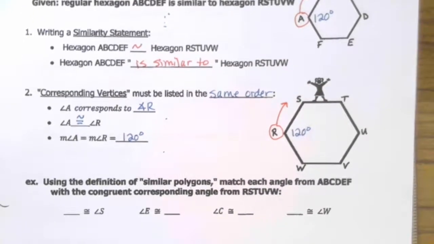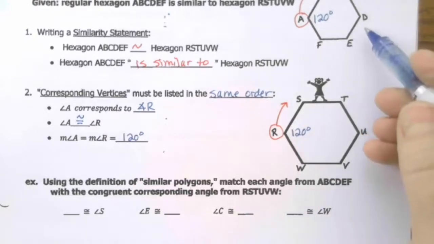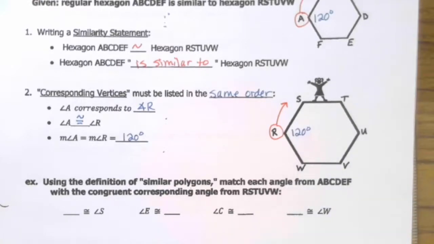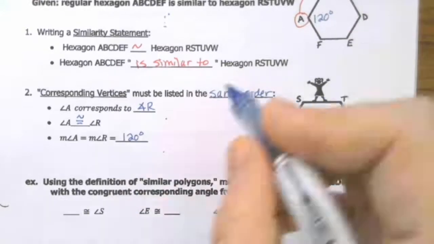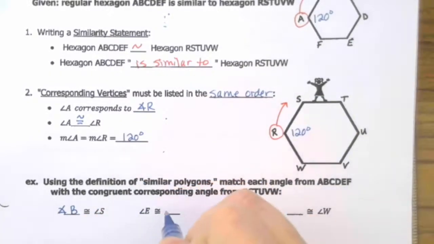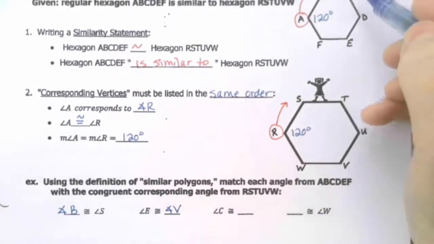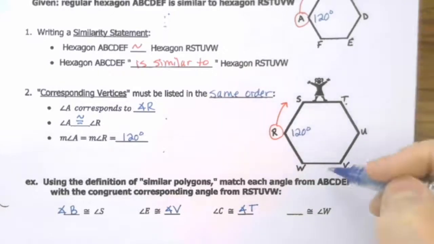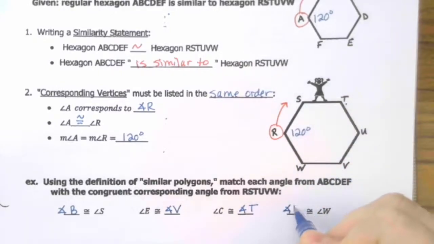All right, using the definition of similar polygons, match each angle from the first figure with the congruent corresponding angles from the second figure. So B and S correspond. This is angle B. E and V correspond, so angle V. C and T correspond, so angle T. And the last one, W and F correspond, so angle F. If the figures are similar, corresponding vertices are at congruent angles.